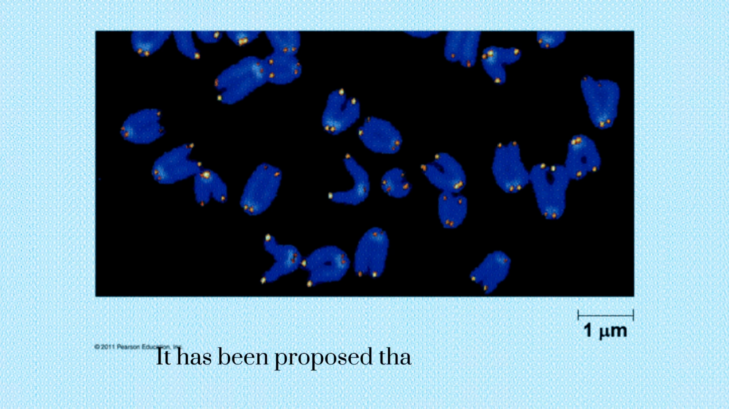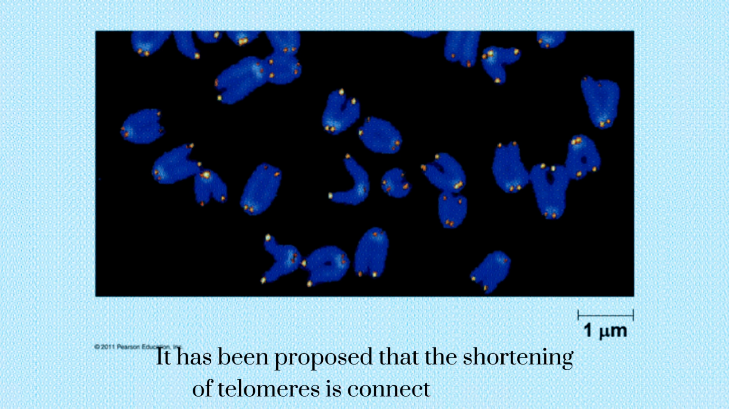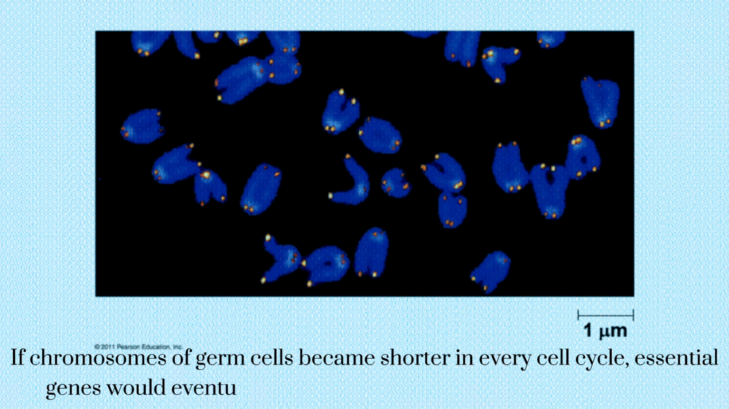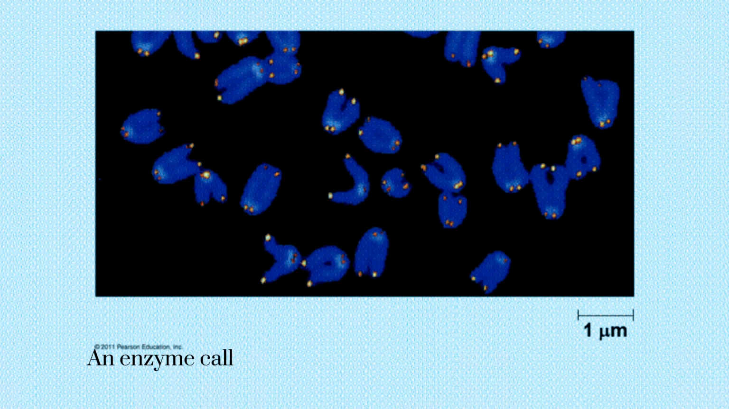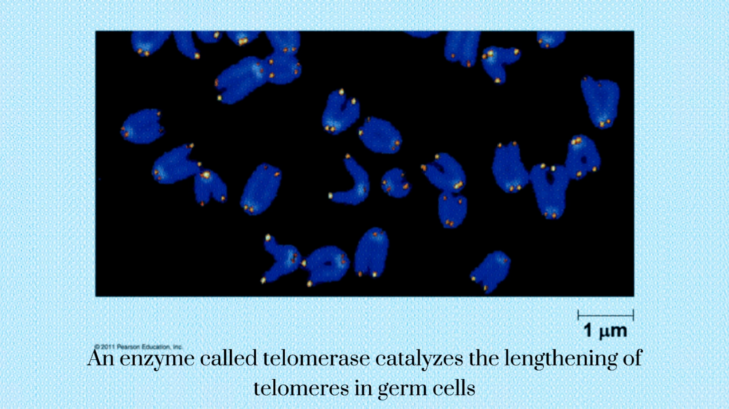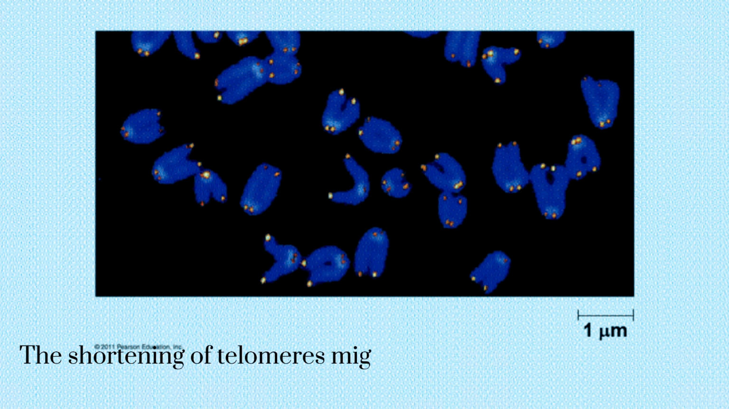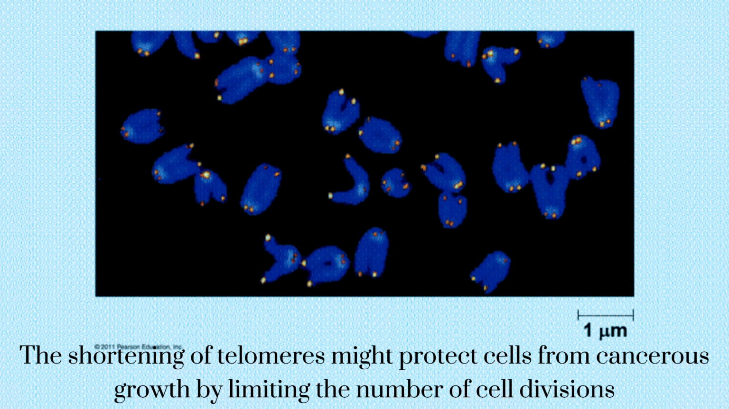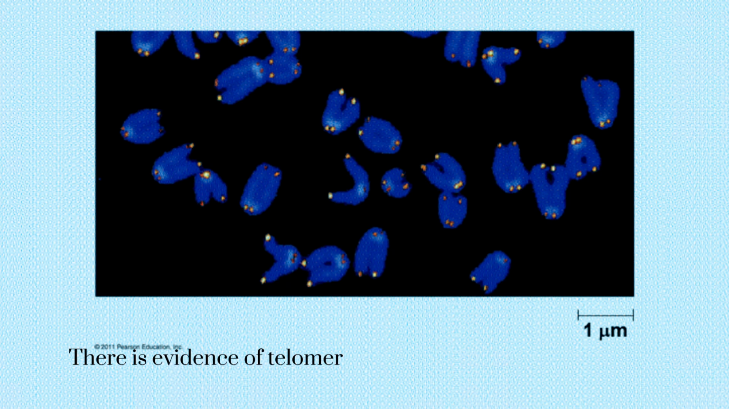It has been proposed that the shortening of telomeres is connected to aging. If chromosomes of germ cells became shorter in every cell cycle, essential genes would eventually be missing from the gametes they produce. An enzyme called telomerase catalyzes the lengthening of telomeres in germ cells. The shortening of telomeres might protect cells from cancerous growth by limiting the number of cell divisions. There is evidence of telomerase activity in cancer cells, which may allow cancer cells to persist.